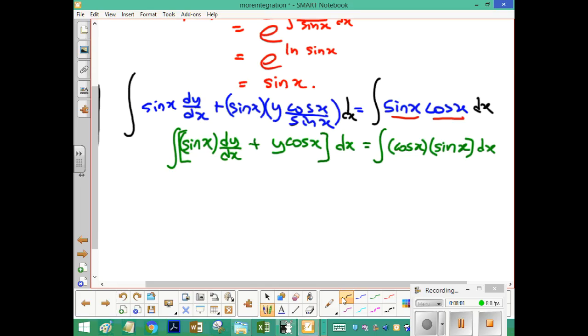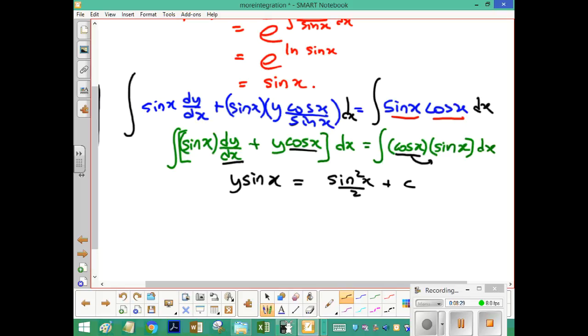The answer to that is just going to be, here's the derivative with respect to x of y sine x. So here will be just y sine x is equal to, on the right hand side you can see that the cosine x is the derivative of sine x. Therefore, I'm going to have sine square x over 2 plus c.